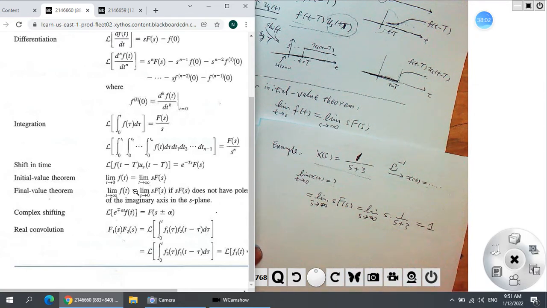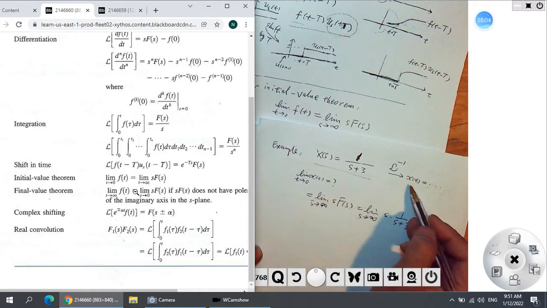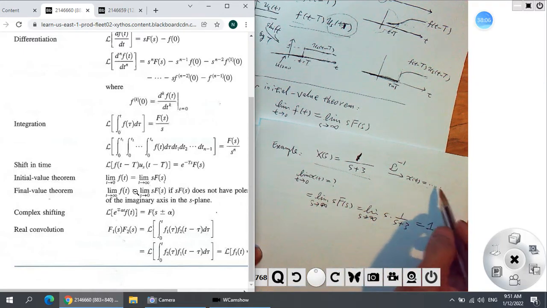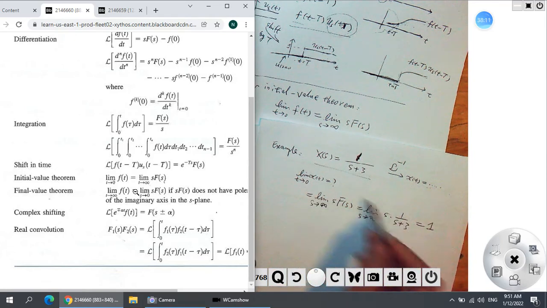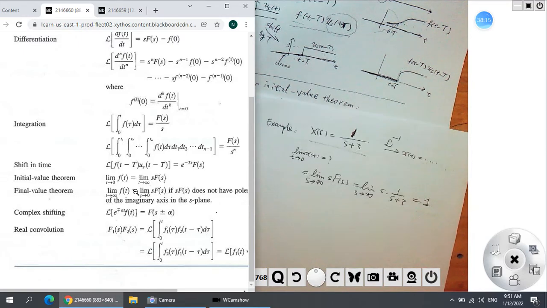So here you do not need to solve it. Of course, this is just an example; solving it is not hard. However, you can just calculate directly, right? So this is the initial value. And similarly, we can have the final value. The next one is the final value.